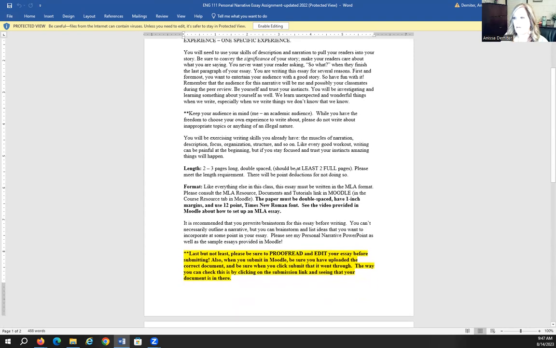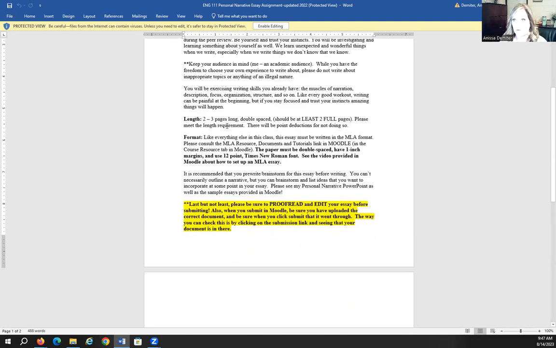But keep in mind, this is a 2 to 3 page paper. If you go over a little bit, that's fine. Just don't go crazy, because I have a lot of papers to grade, and if you're not keeping within the length requirement, it's very difficult to get papers graded on time. So please be sure to stick to that length requirement. At least 2 full pages. You do not want point deductions for not meeting the length requirement.